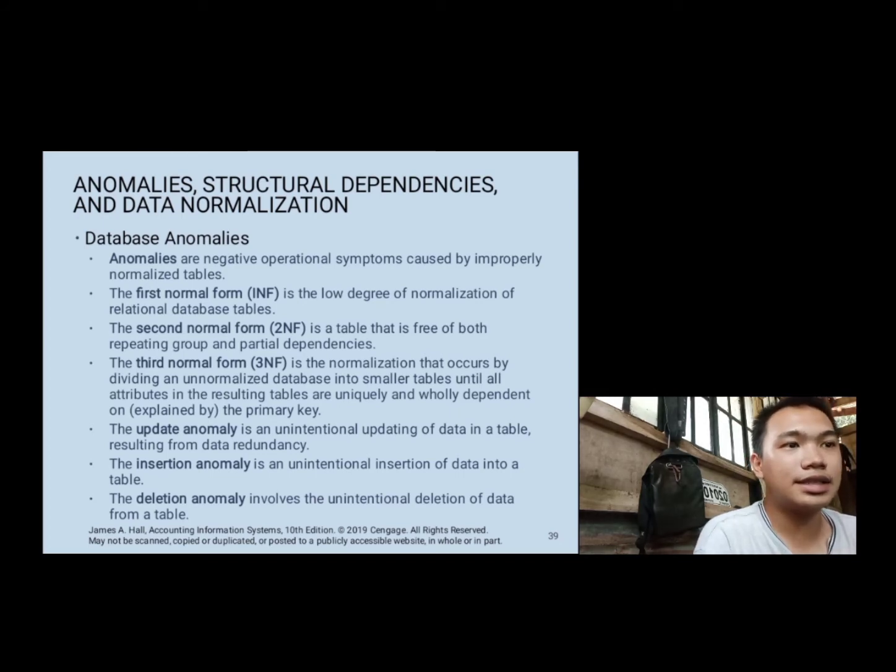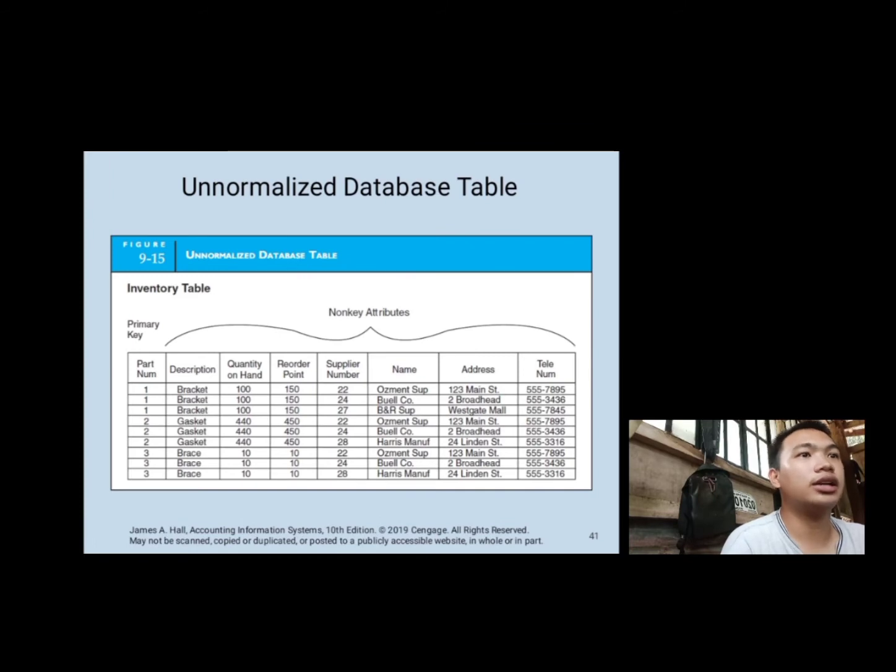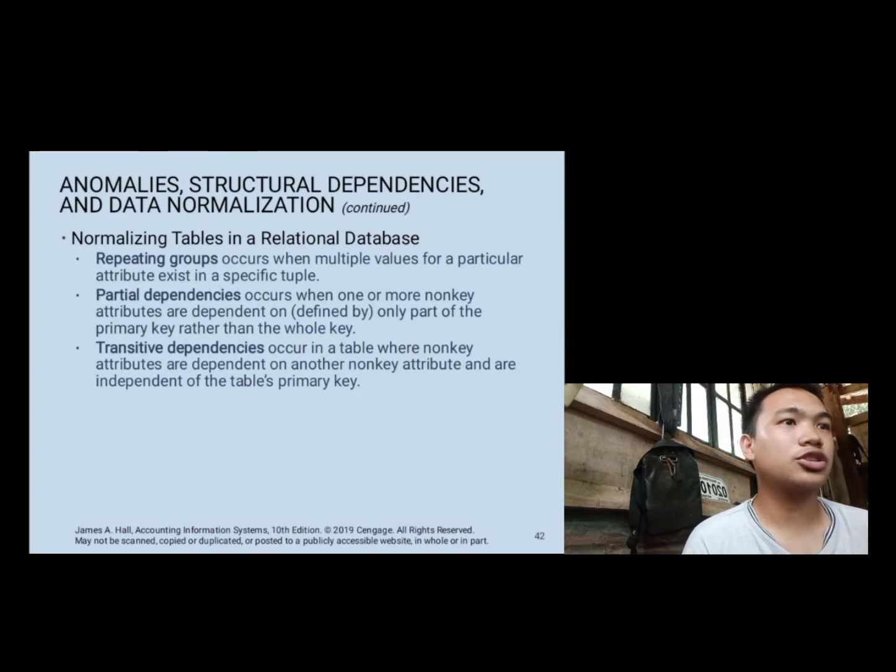The update anomaly is an unintentional updating of data in a table resulting from data redundancy. The insertion anomaly is an intentional insertion of data into a table. The deletion anomaly involves the unintentional deletion of data from a table. So here is a figure that shows inventory status report, a figure that shows a normalized database table. Let us continue anomalies, structural dependencies, and data normalization.